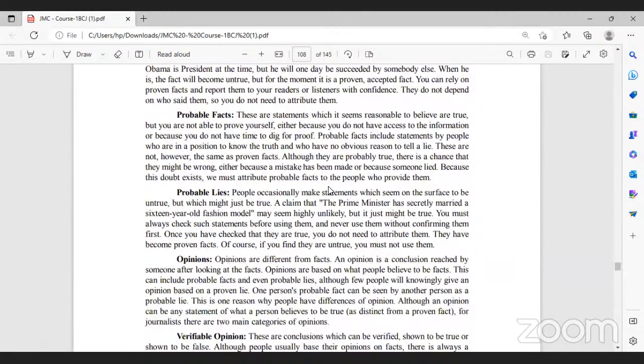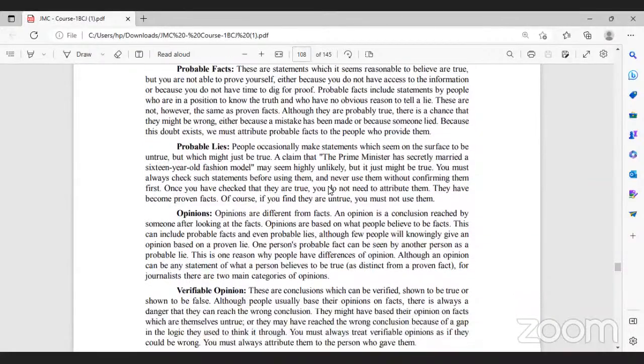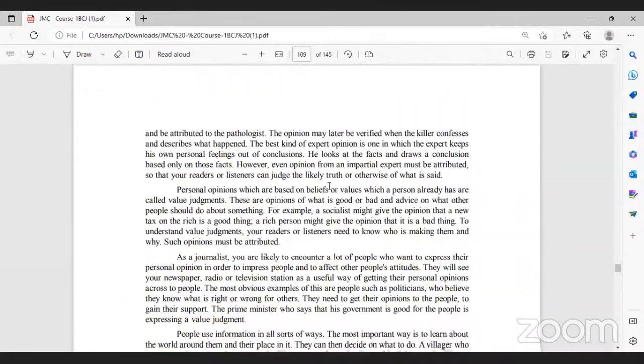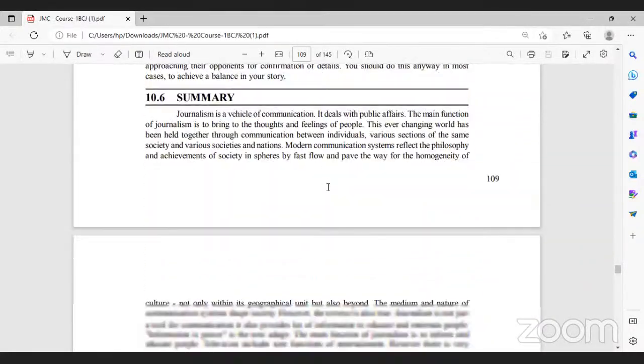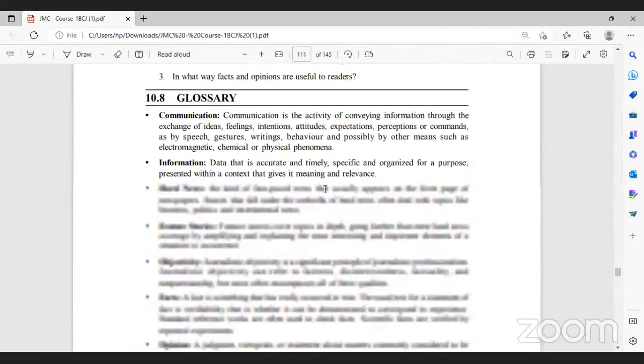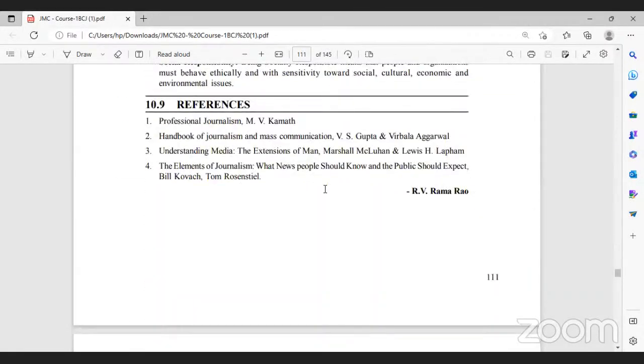So this is all about the concept and principle of journalism that we have come across. And with this, I end today's lesson. If you have any questions or any information to be asked, please, you can interact.